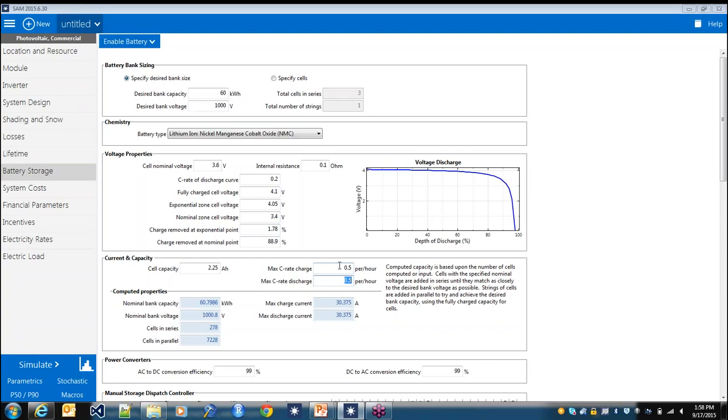So basically that's going to allow you to discharge your full capacity in 2 hours. And so that limits it to 30 kilowatts.